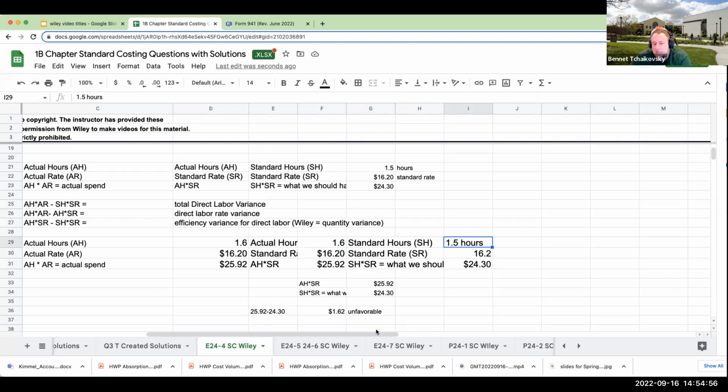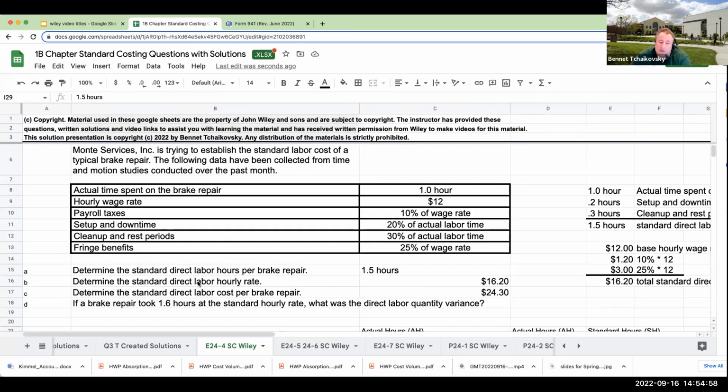So in any event, that's exercise 24-4. Hopefully it was relatively pain-free.